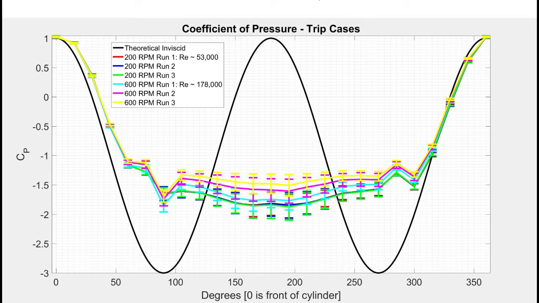We think this weirdness may come from the trip strip being buffeted and moved by a bit of faster, stronger flow, creating a lot of variation and fluctuation in the pressure readings between runs. Note that the three lower RPM cases are still very consistent.